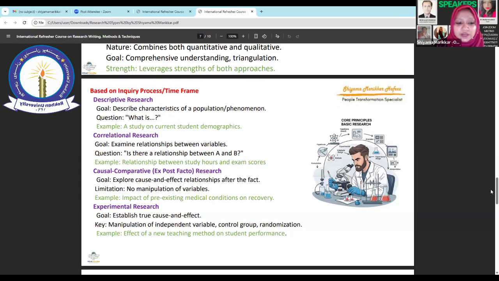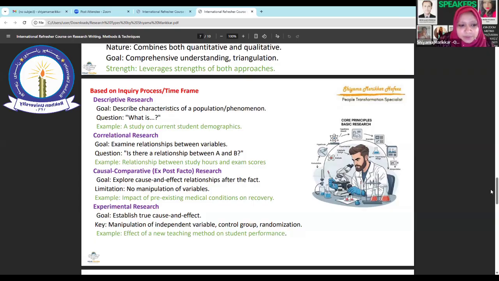In experimental research, he will be doing everything there. That means a cause and effect. For example, this type of research is mainly used in medical research, scientific research, and agriculture. If they are finding out something new, medicine, drugs, or pesticides, at that time you have to do experimental research, to establish true cause and effect.